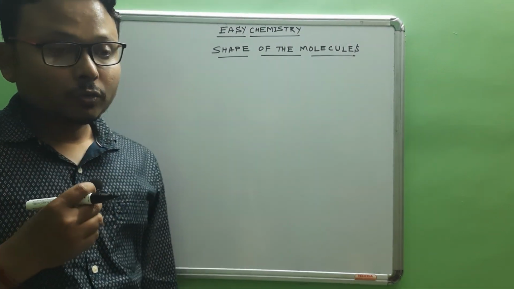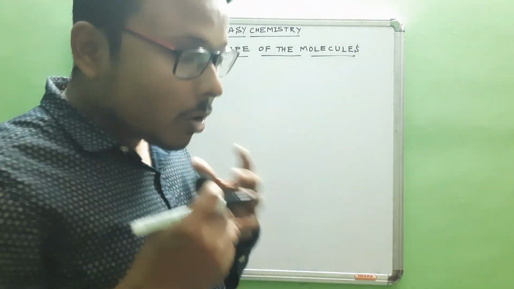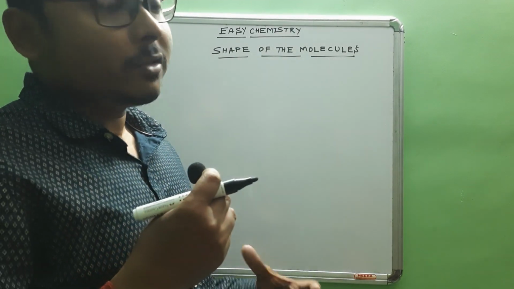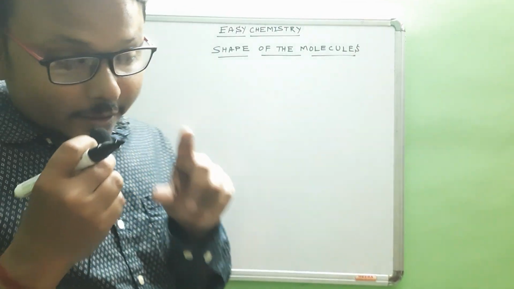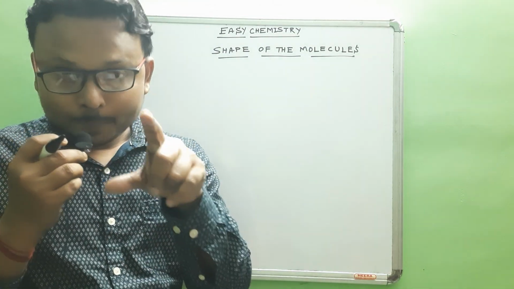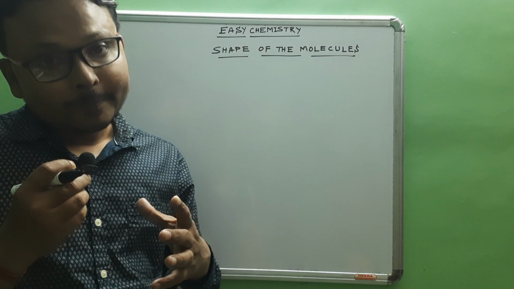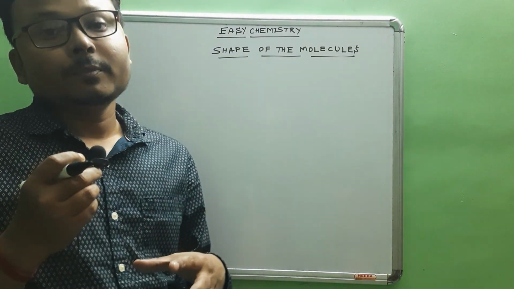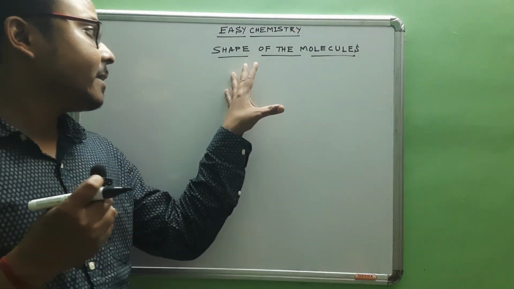To know how to derive the hybridization of the central atom, you should watch our previous episode, that is lecture 40, and I'll provide the link of that class in the description box. So please go through my previous class, then you can know how to derive the hybridization of the central atom, and after knowing that, you can derive the shape of the molecule.